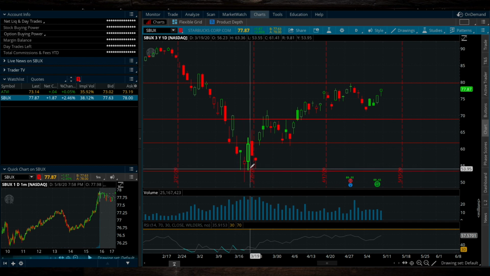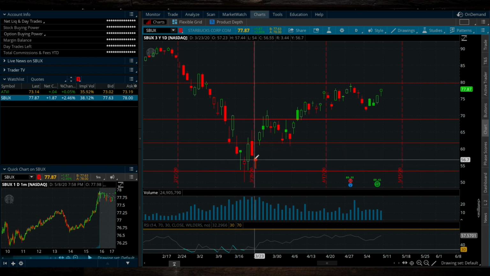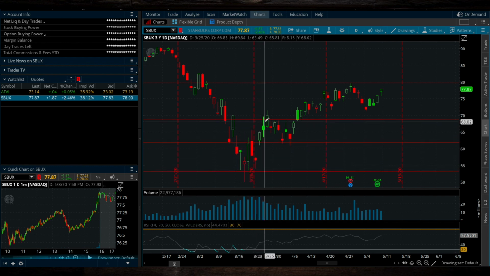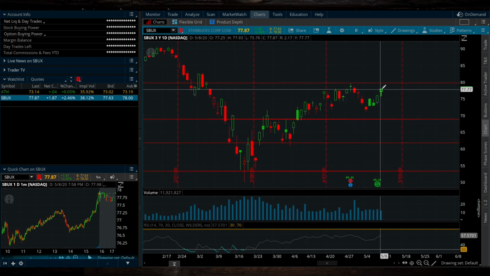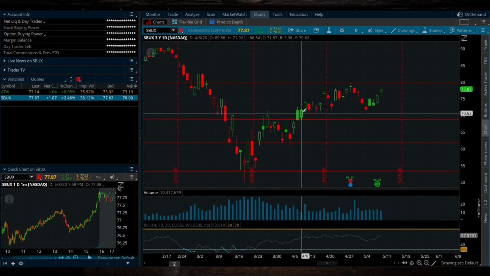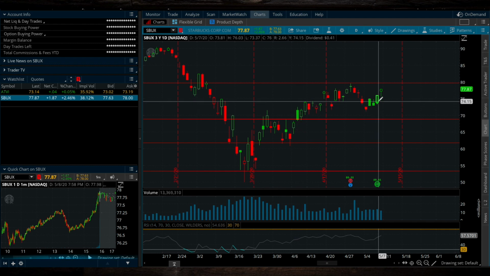Then it comes up, sort of trades around in this range for a couple of days, breaks into this second channel here, and then breaks into the third channel. And so that's where we're trading right now. So if I were going to trade Starbucks this next week, I would be watching this very closely.